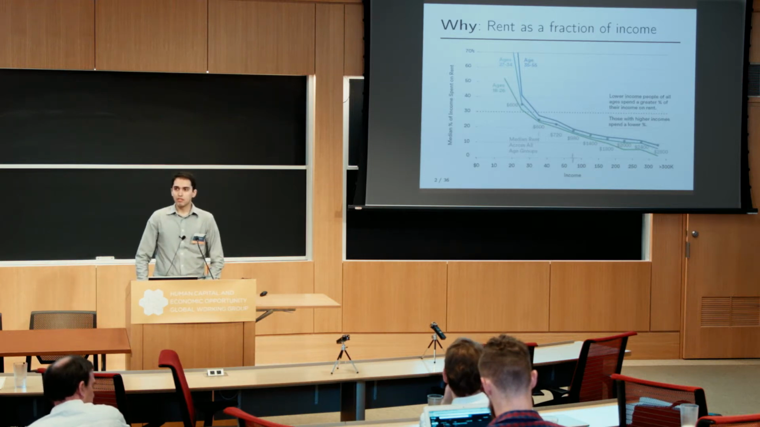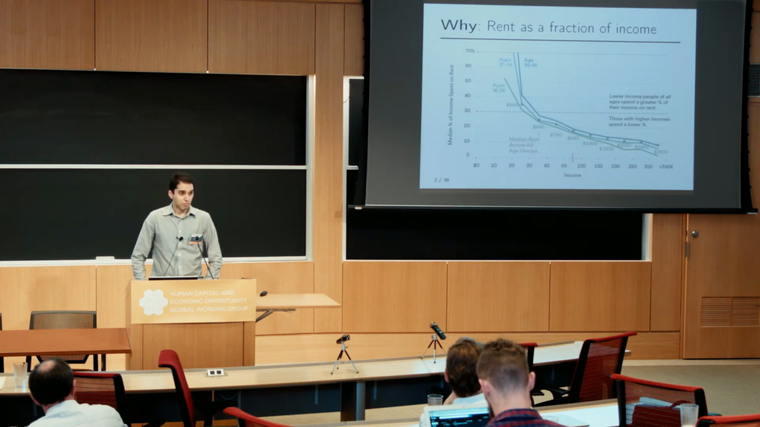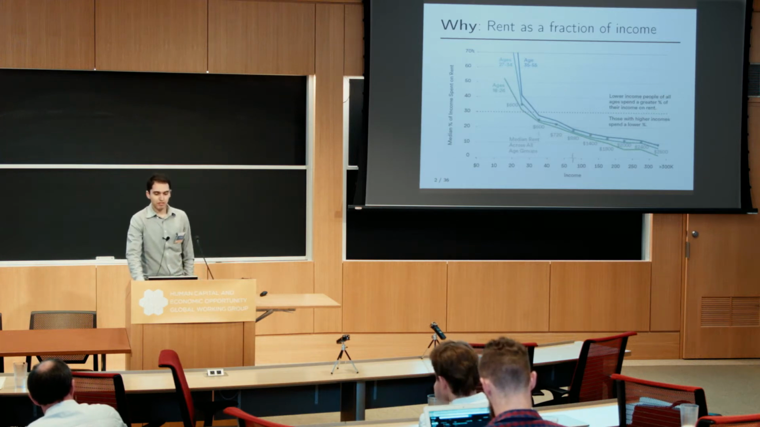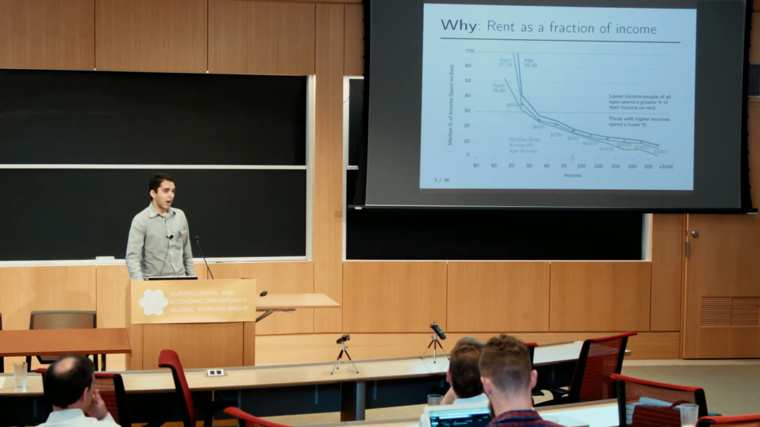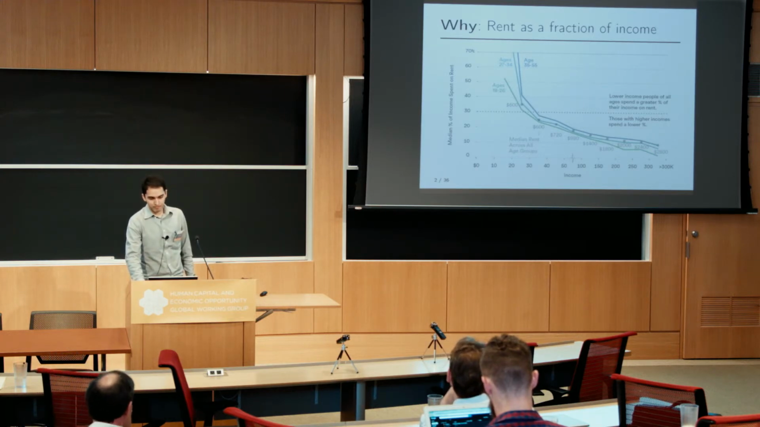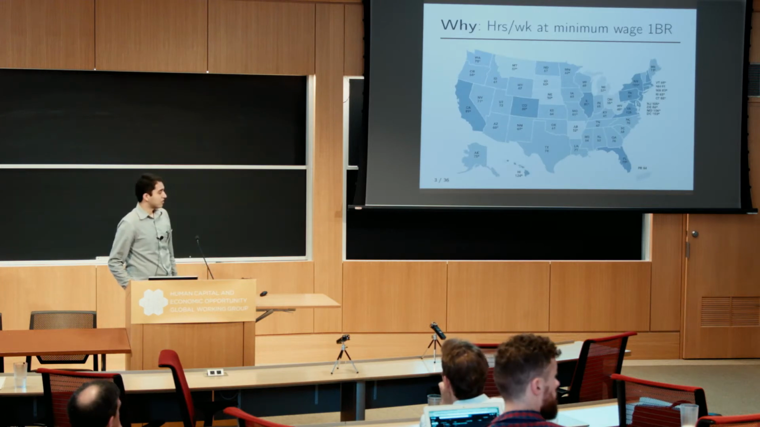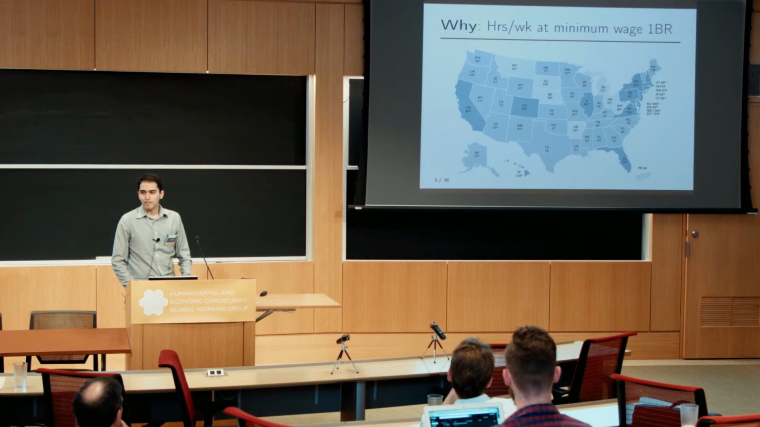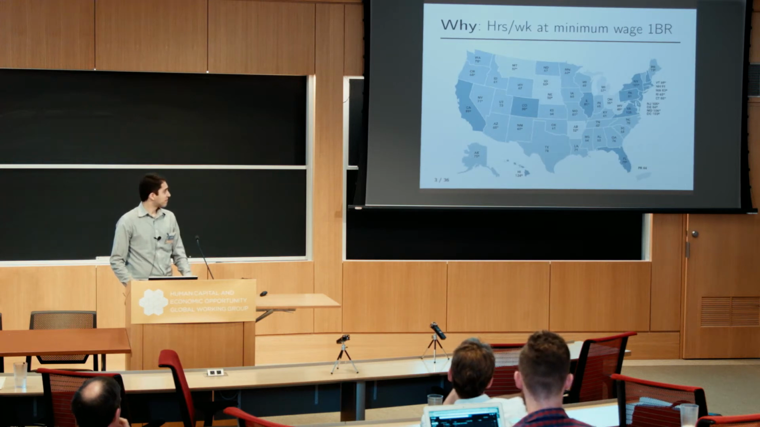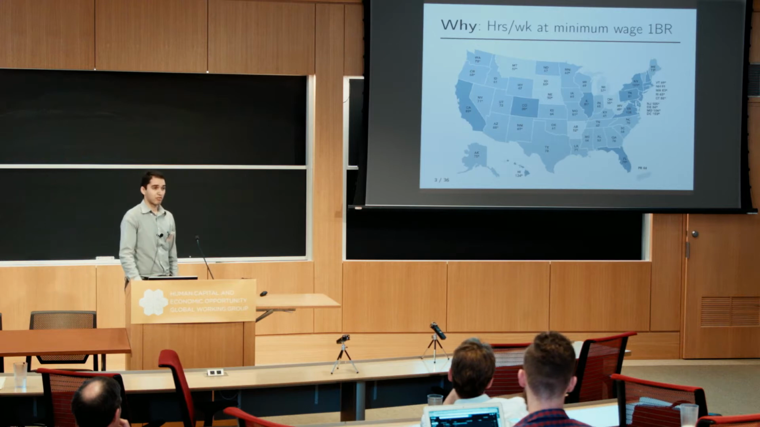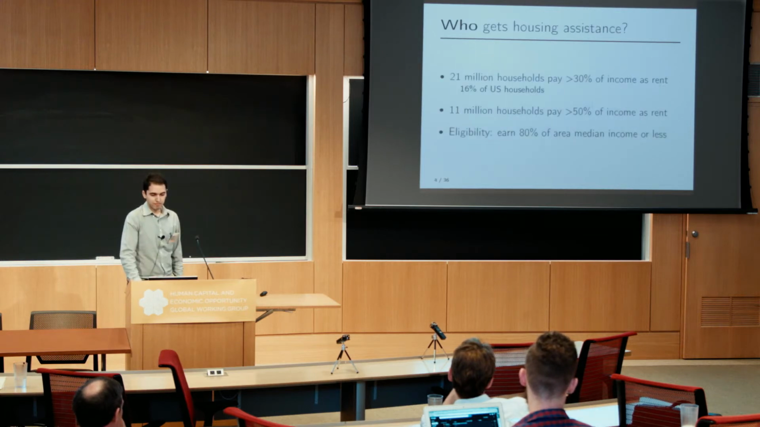In the US, we think of housing as being affordable if you spend 30% or less of your income on rent. But as you can see here, for low-income households, a substantial fraction of income is spent on rent. Here's a geographical depiction of how many hours you would have to work at the state minimum wage in order to afford a one-bedroom unit. In Illinois, you'd have to work 81 hours a week at the minimum wage.